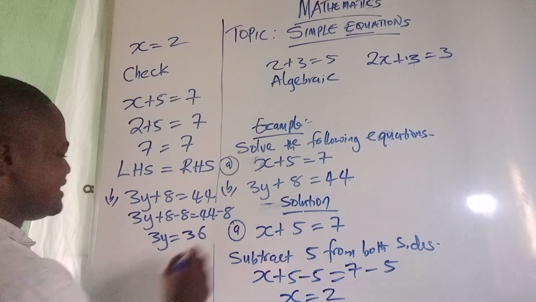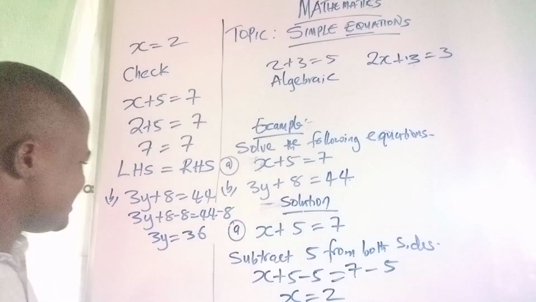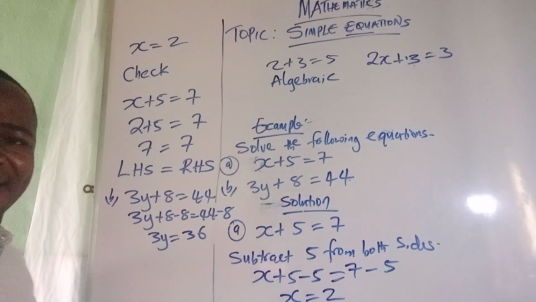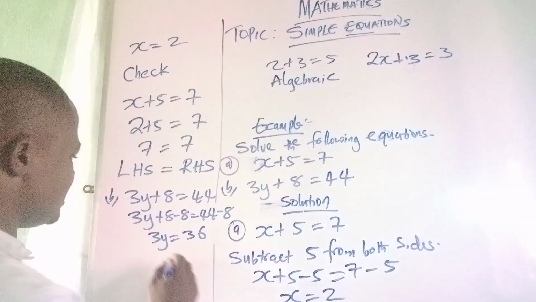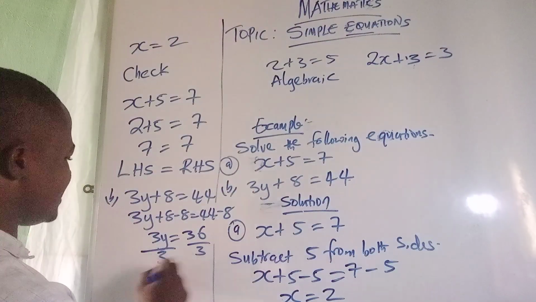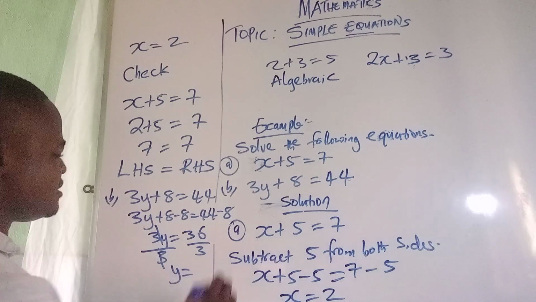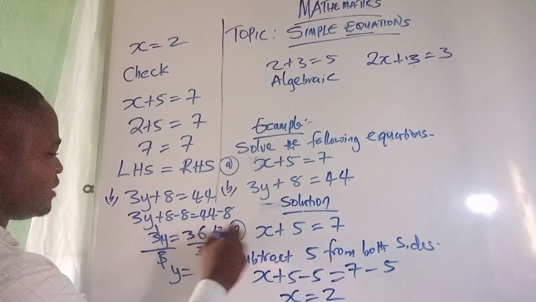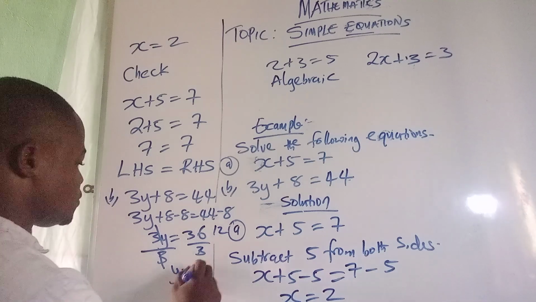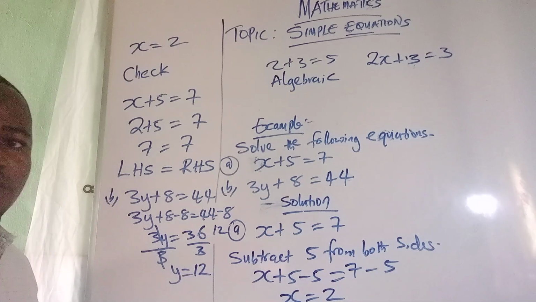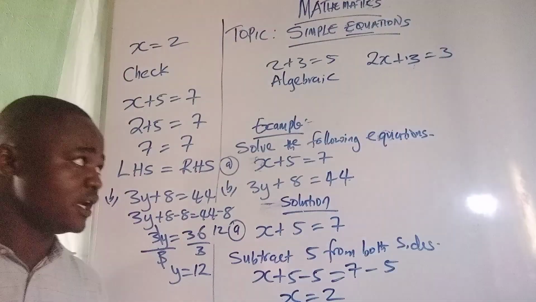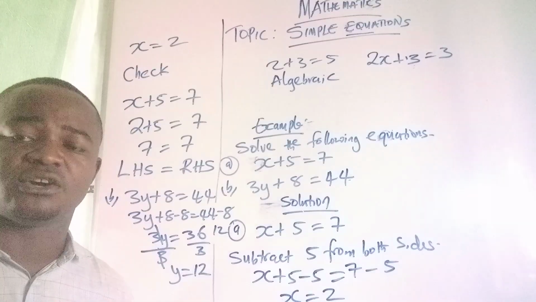36. Then, since y is multiplied by 3, how will I make that 3 leave this y? I will divide both sides by 3. If you divide this by 3, at the end y will be alone, and if you divide this by 3, you're going to have 12 here. That means y is equal to 12. That's the answer. You can also check and see that you actually got the correct answer.